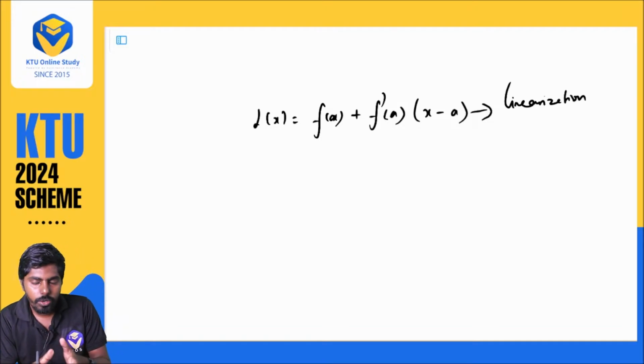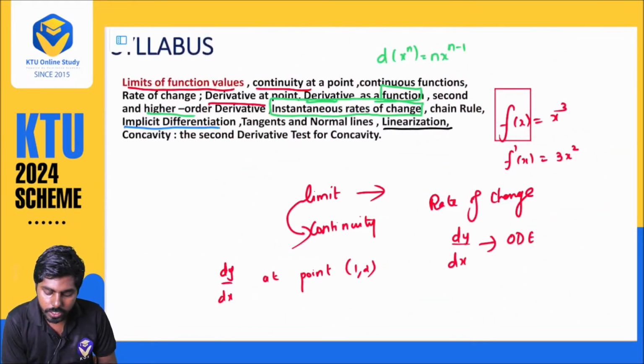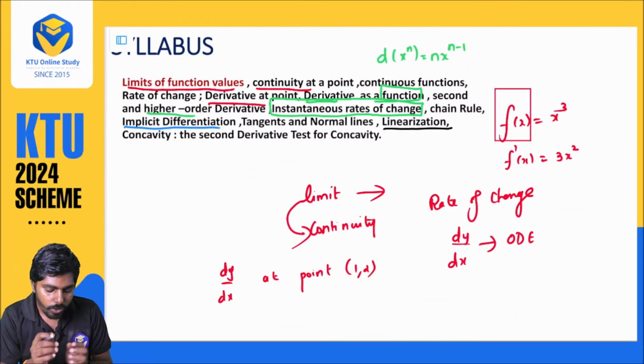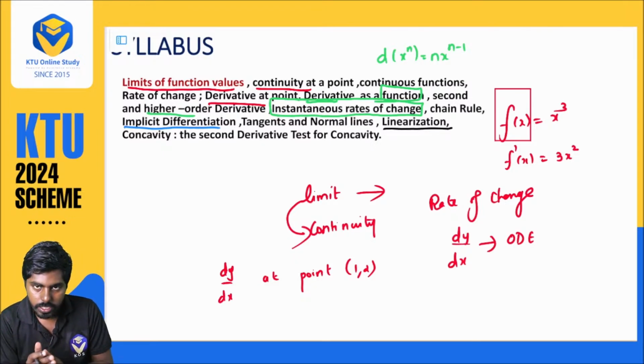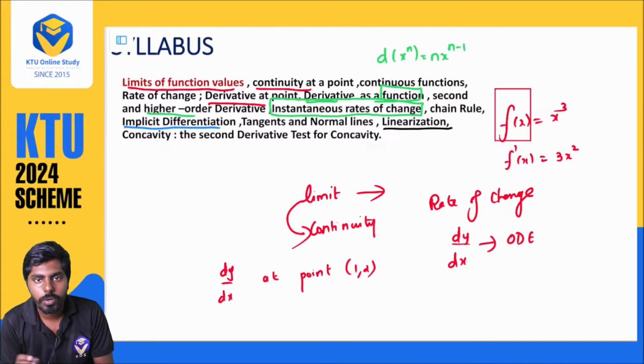From here, what you understand is that the syllabus is very much connected. If you know limit and function, continuity is very simple. If you know the differentiation formula, rate of change, that means derivative. If you know the derivative formula, higher order derivative and second order derivative are very easy, and instant rate of change is also very easy to identify. If you know the order of derivative, it is very much connected to chain rule. If you know the chain rule and the formula of ordinary differential equation, tangent and normal lines are very easy. Then linearization is also very easy.